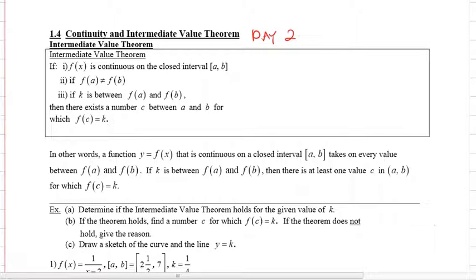Welcome back. Let's go. We're going to talk about continuity and the intermediate value theorem. This will be our second lesson on this. So let's refresh what the intermediate value theorem states.